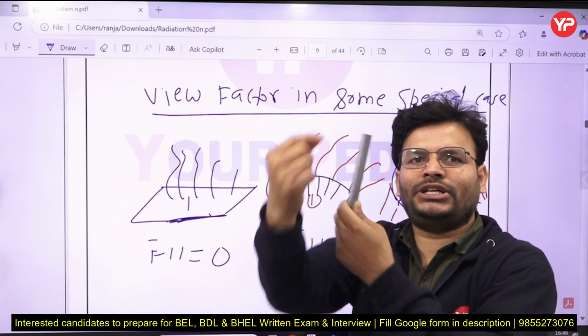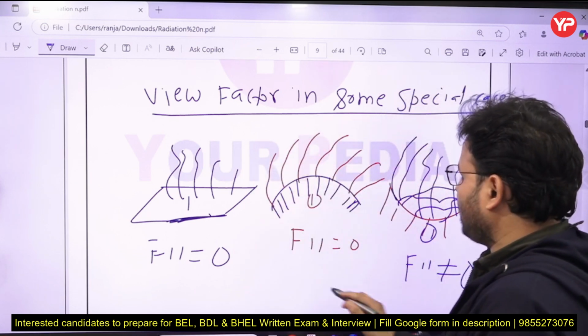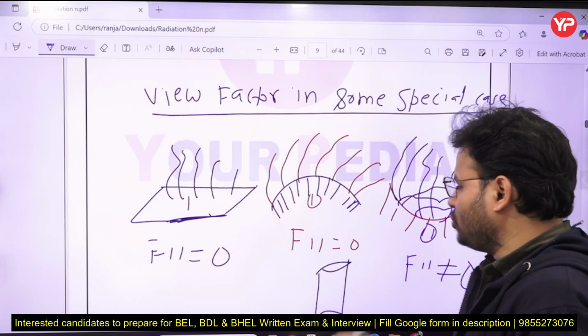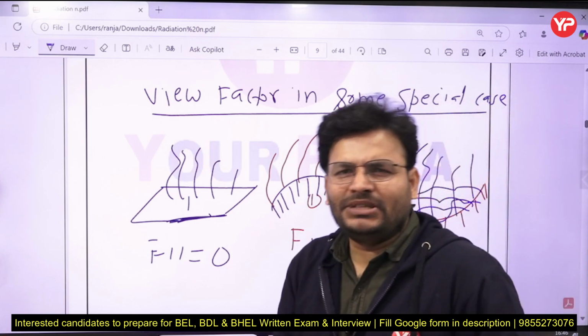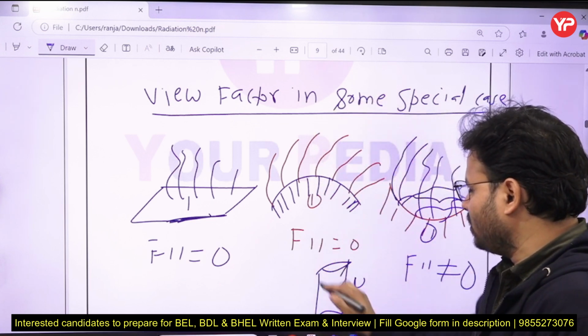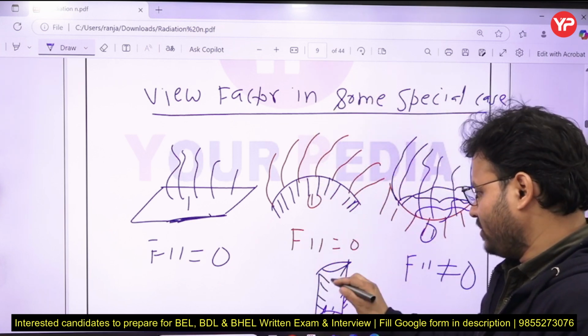Here f11 is what? 0. This is your cylinder, an LPG cylinder you can assume, and I am going to paint it from the internal part. So what will be f11? That part painted from the internal. I am seeing from the external one, right?